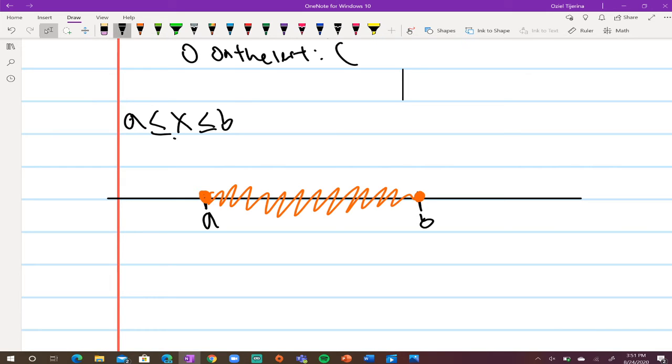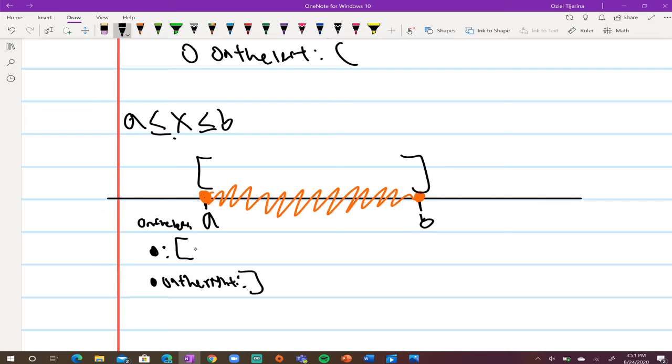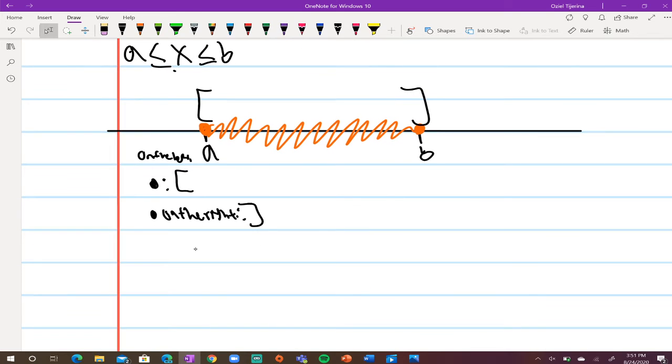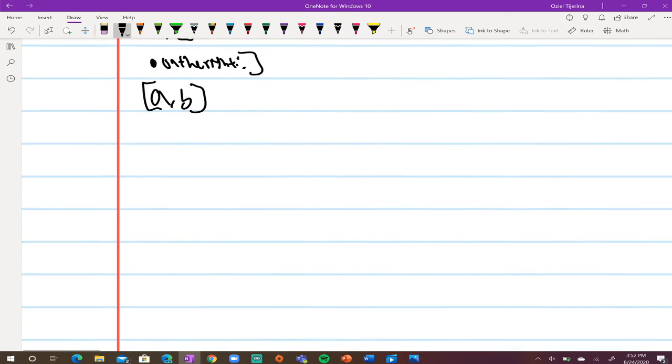And then once you do that, remember that I said when it's a closed dot, it's going to be a bracket. When it's a closed dot on the left, it's going to be a bracket. And when it's a closed dot on the right, it's going to be a bracket like this. So this says that we're going to have the interval A to B, okay?